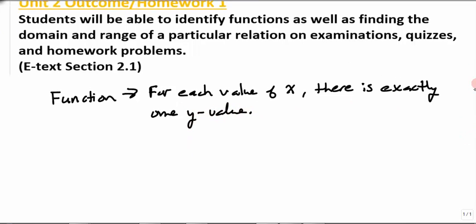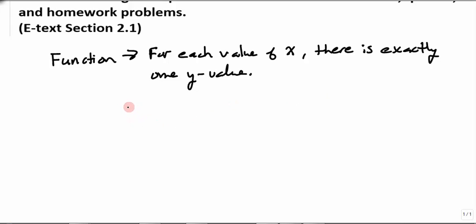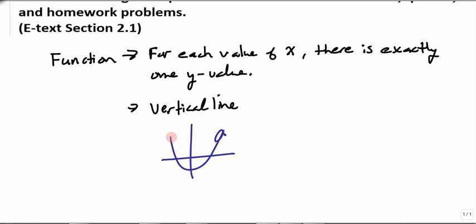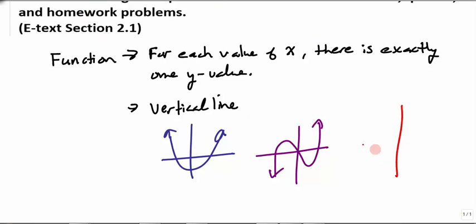Now there's a lot of different ways to define a function, but I think this is a nice quick way to do it. We can also talk about a function by testing a graph to see if it passes the vertical line test. So if we're given a graph of a function, let's go ahead and look at a few here. Let's say we're given a parabola. We could also be given something like a third-degree polynomial. And maybe for our last one here, we'll be given a parabola that opens on its side.